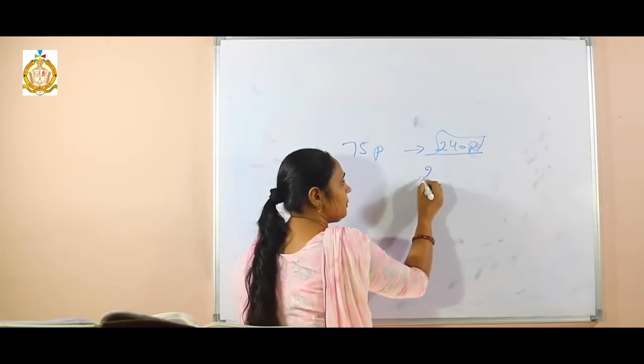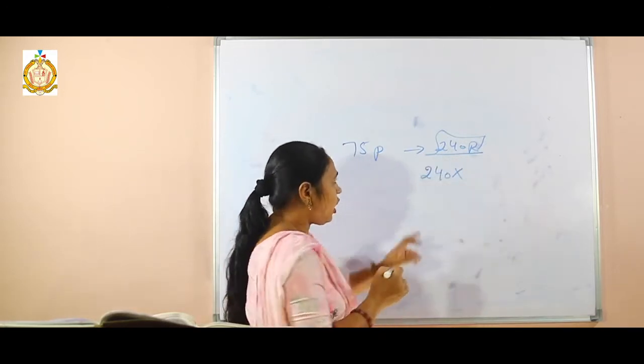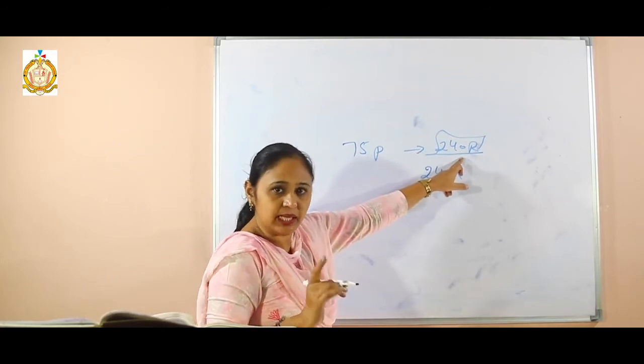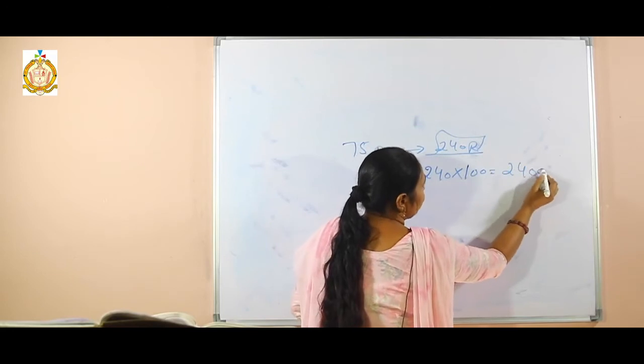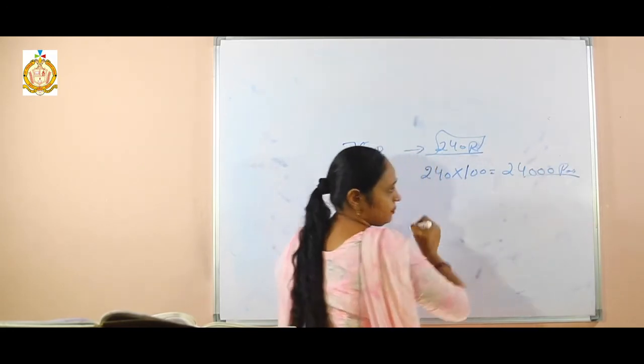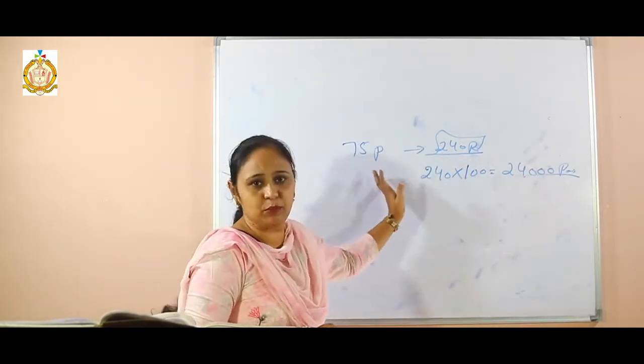That means I will multiply 240. How many paise are in 1 rupee? That is 100. I will multiply it with 100. Now it becomes 24,000 paise. Clear? First I make the same quantity here.